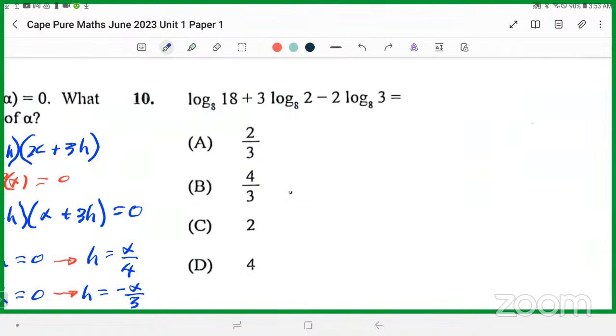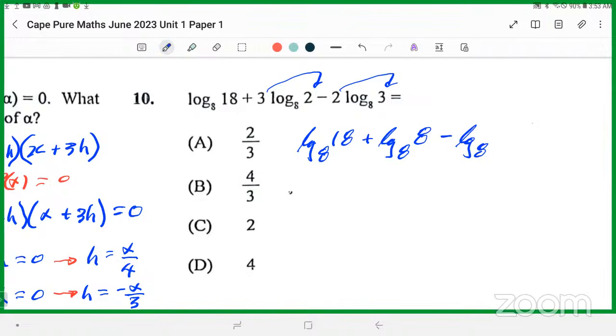All right, so bringing everything to base 8 first. So I'm going to take this 3 and put it up here, take this 2 and put it up here as well, right? So I'm going to get log to base 8 of 18 plus log to base 8 of this 2 cubed becomes 8, minus log to base 8. I'm going to put this 2 up here. I get 3 squared is 9.